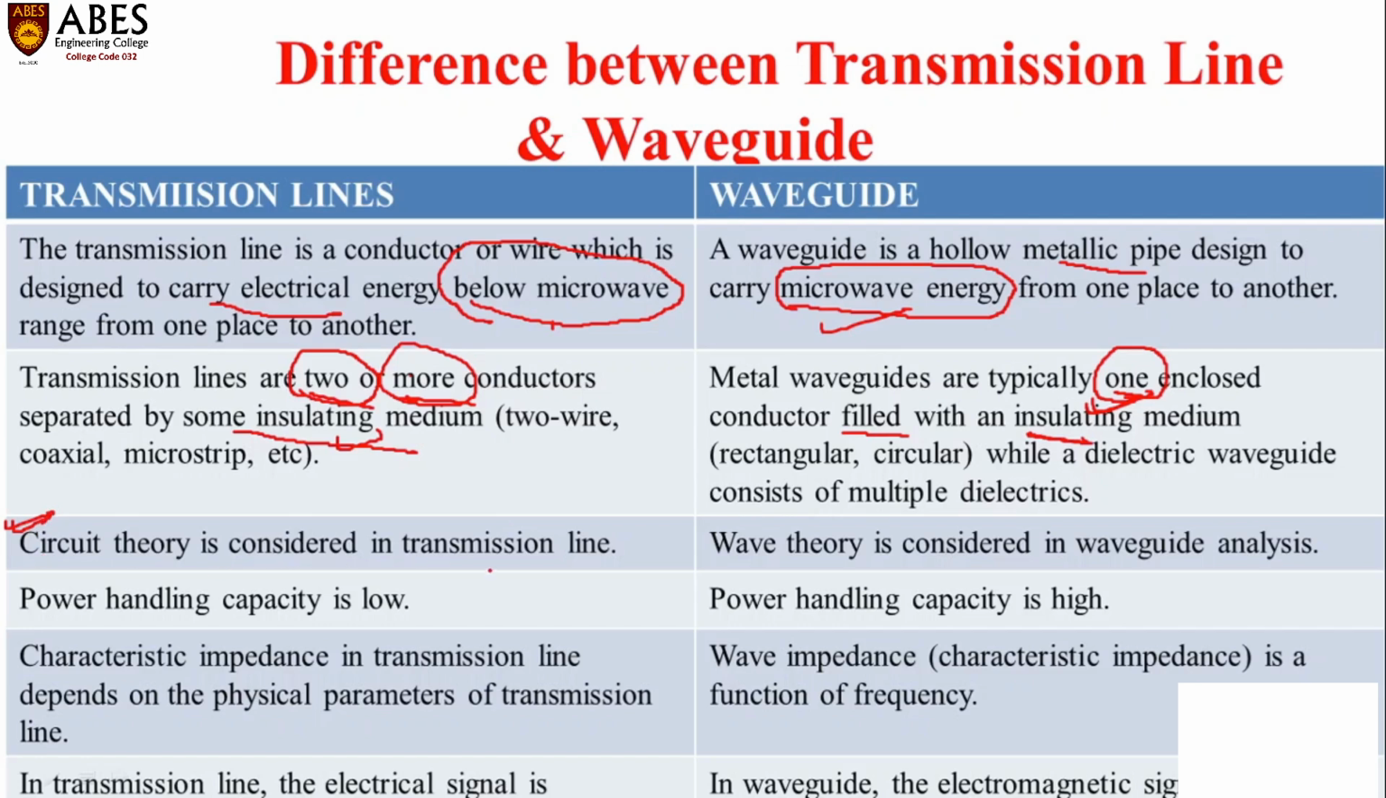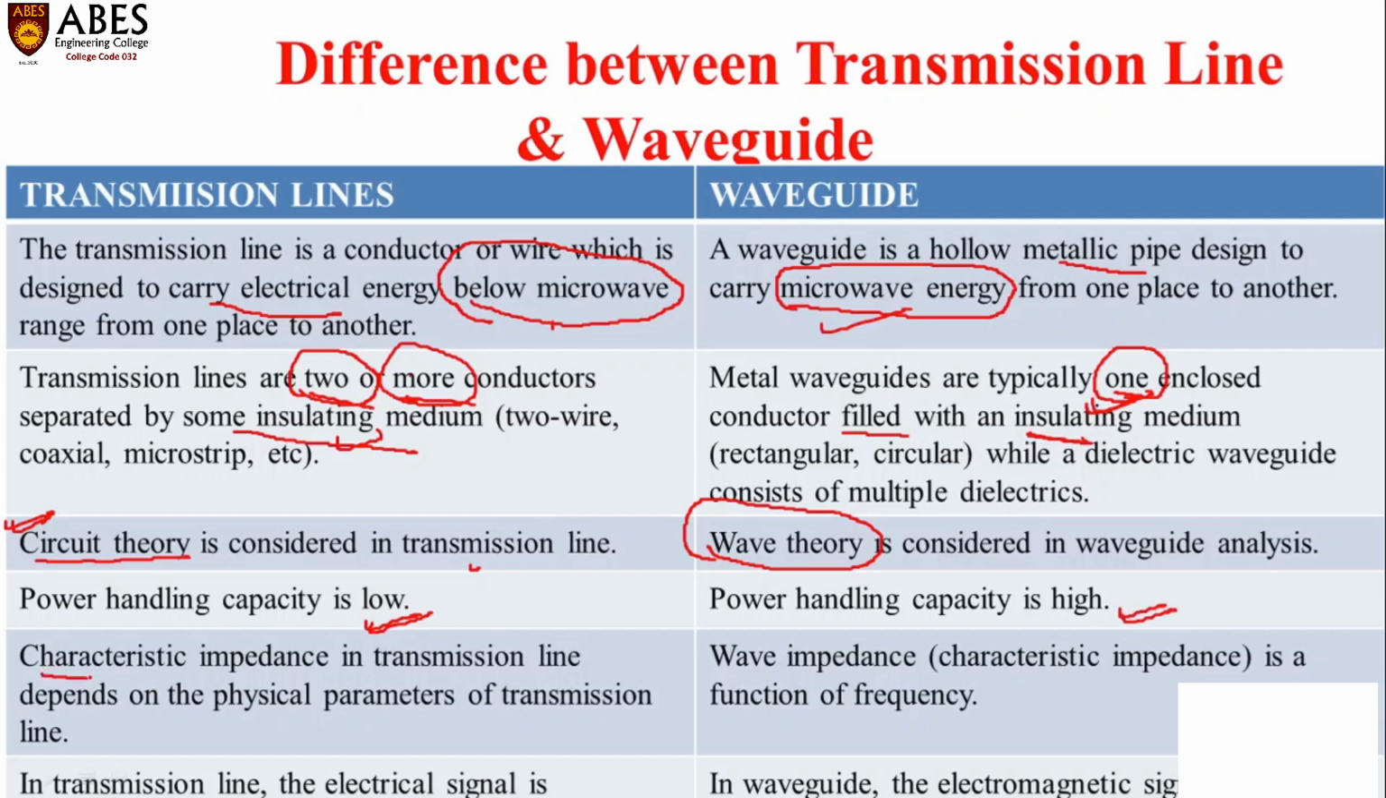For the analysis of a transmission line, circuit theories are used, but waveguides are associated with waves only. So for the analysis of a waveguide, wave theory is used. This is the third most important difference between a transmission line and a waveguide. Next, the power handling capacity is low in the case of a transmission line, and the power handling capacity is high in the case of a waveguide.